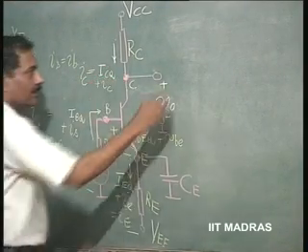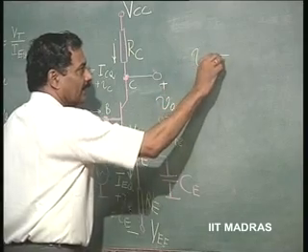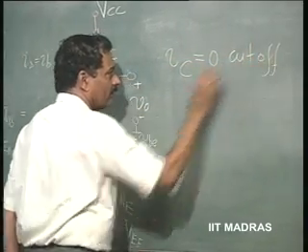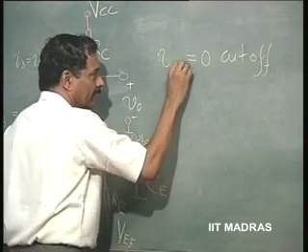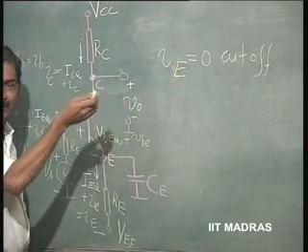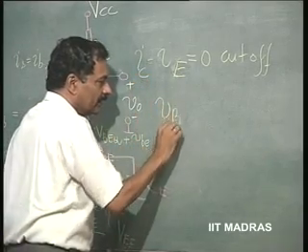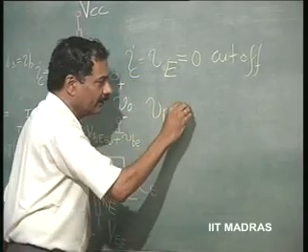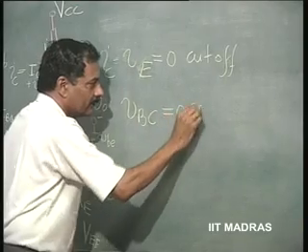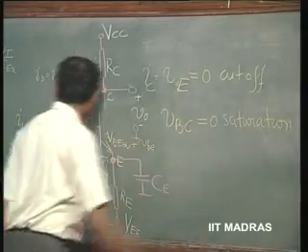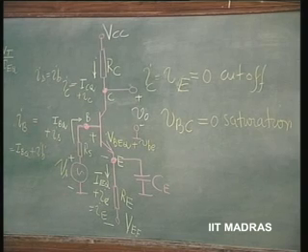So, instantaneous value of current IC equal to 0 is cut off, or actually speaking IE equal to 0, IC equal to 0, all are the same. Instantaneous value of VBC equal to 0 is saturation. After saturation, the transistor is not in the active region.